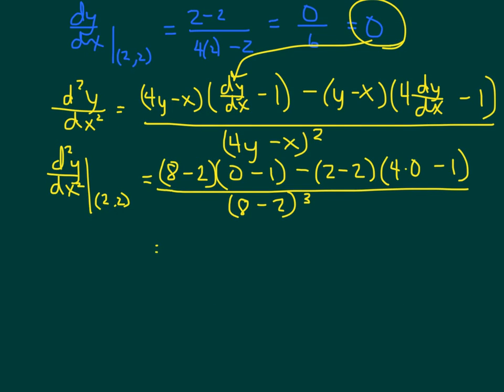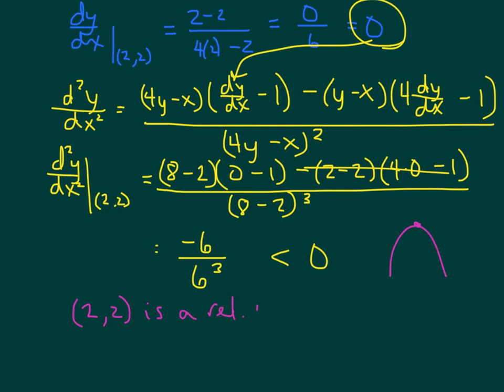Okay, so I get 6 times negative 1 here would be negative 6. Minus 2 is 0. 0 times anything is going to be 0, so that just goes away. All over 8 minus 2 is 6 cubed. Regardless of cleaning it up any further, I can tell that that very much is less than 0. So I now know that I have a second derivative that's less than 0, which means I have a graph that is concave down, which means that I have a maximum at 2, 2. So I can go ahead and make that conclusion. 2, 2 is a relative max.